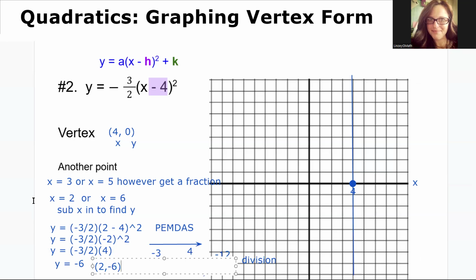Here is another point on our graph. Let's graph it. And we'll have a mirrored point over the axis of symmetry. Connect, and we get a rough sketch of our parabola.